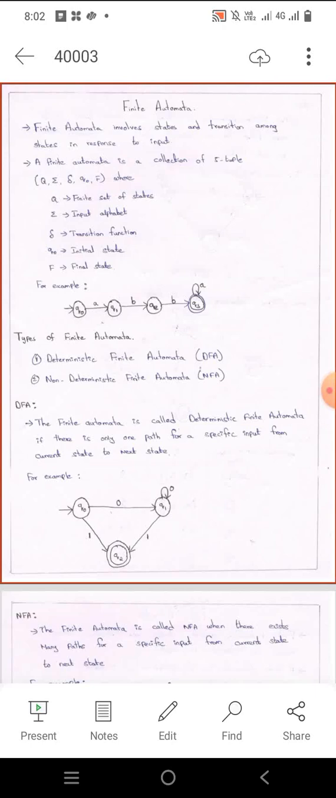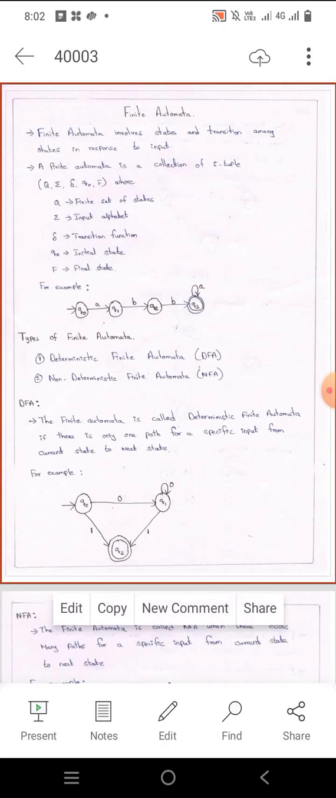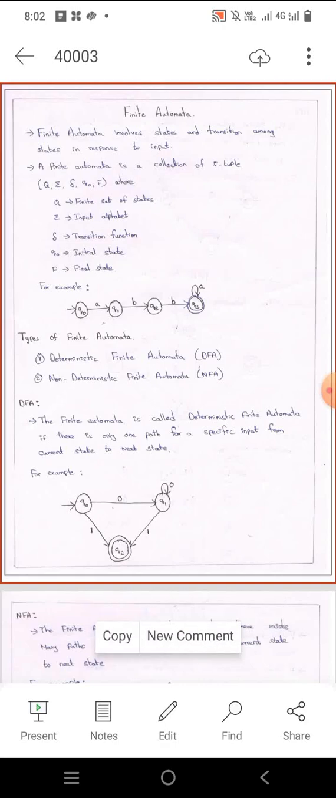A finite automata is a collection of 5 tuple. It means Q, sigma, transition, Q naught, F. Q is nothing but set of state. Sigma is nothing but an input alphabet. And then transition function, Q naught is initial state, F is a final state. From the given example, we will see what are the state, what are the input symbols, and what is the transition function, and what is the final state here, and what is the initial state.